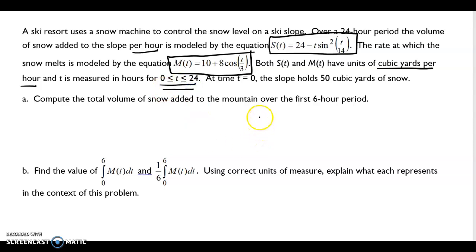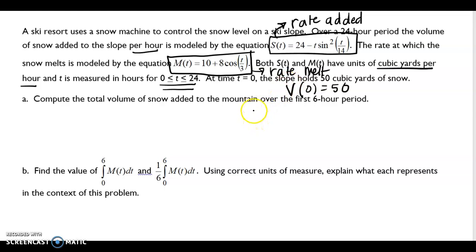At time t equals 0, the slope holds 50 cubic yards of snow. So we could say something like the total volume at 0 is 50. So these two different equations here, S of t, you want to think, is this a rate or an amount? Since I notice it says per hour here, I know this is a rate. This is the rate that snow is being added. So we'll keep that in mind. M of t is the rate that it's melting, so the rate that basically it's being taken away.